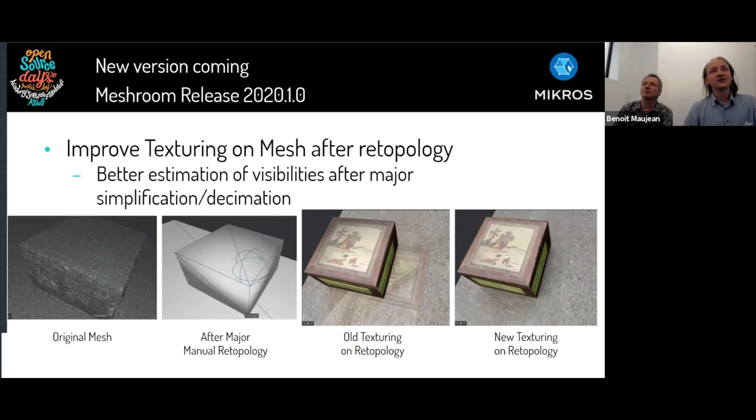And now we can switch to the features regarding the photogrammetry pipeline. So first of all, for the photogrammetry pipeline, we have improved the texturing in the context of retopology. So usually you get a really dense mesh with thousands of vertices. And after manual retopology, here in this really extreme example, we have just a few triangles and it's really challenging to texture it properly from the raw input images.